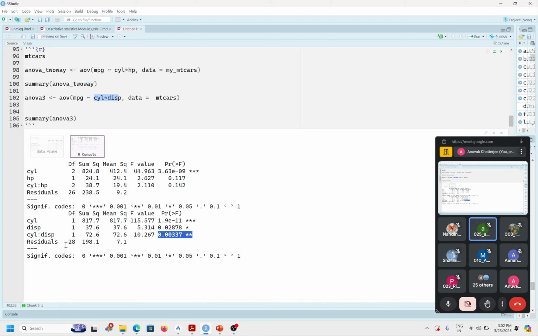Okay, sir. Okay, anyone else has any questions? Sir, I have a question. Yeah. Sir, what is this F value that is being represented here every time we run the codes?